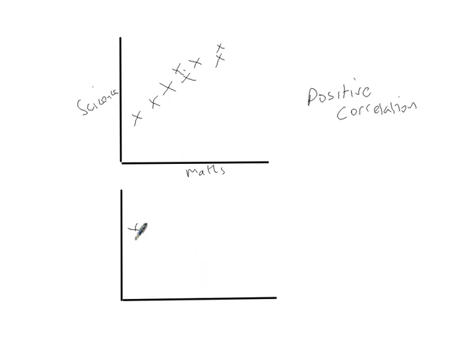Okay, another type of example is this one. You might plot individuals' amount of time spent exercising against their percentage body fat. Clearly, the more exercise people do, generally the less body fat they have. So the more time spent exercising, the less body fat, and the less time spent exercising, the more percentage body fat. So this is a negative correlation.